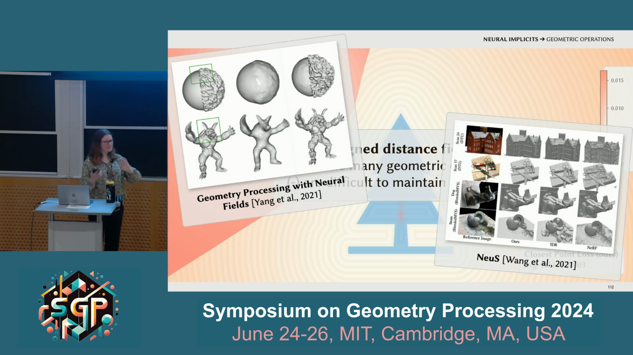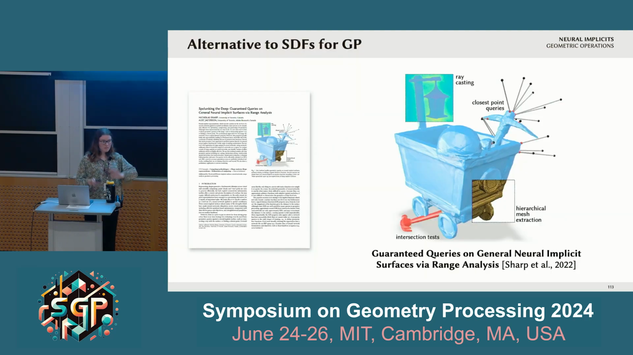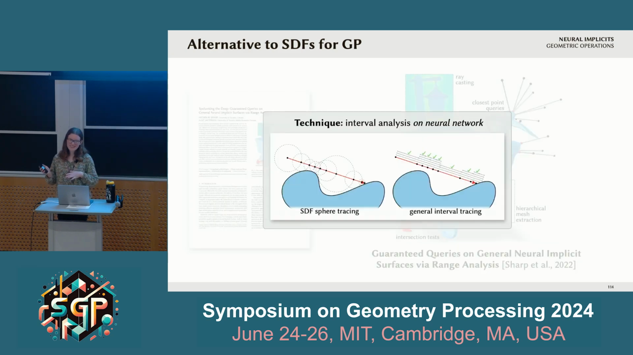This paper is not very geometry-processing-y, but they still use SDFs because they really need distance guarantees in their method. But there are also some alternatives to using SDFs for geometry processing with neural implicits. I'm just going to mention one here, which is this really cool paper from Sharp et al., which demonstrates how you can perform lots of queries, like intersections, closest point queries, or ray casting, with general neural implicits, not SDFs. I don't have time to talk about the technique, but the general idea is that they use interval analysis, which estimates whether or not an interval crosses 0, but they apply this directly to the neural network.